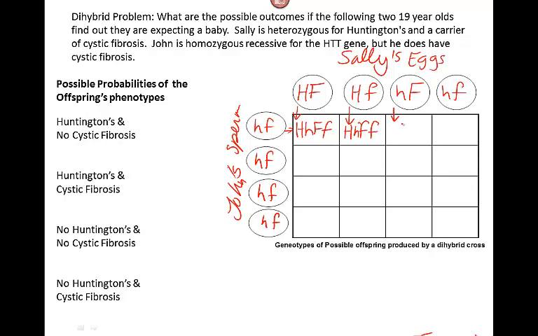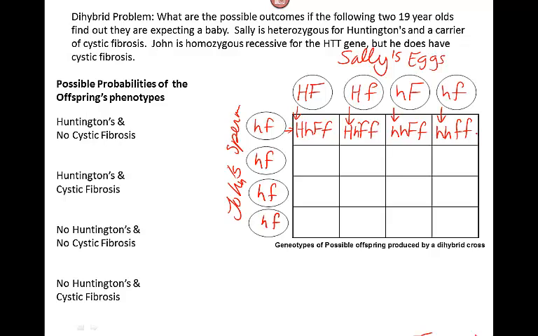If it's this egg that's fertilized by that sperm, then it would be little h from Sally's egg, little h from John's sperm, big F from Sally's egg, little f from John's sperm. If it's this egg, on the other hand, then it's going to be little h from Sally's egg, little h from John's sperm, little f from Sally's egg, little f from John's sperm.